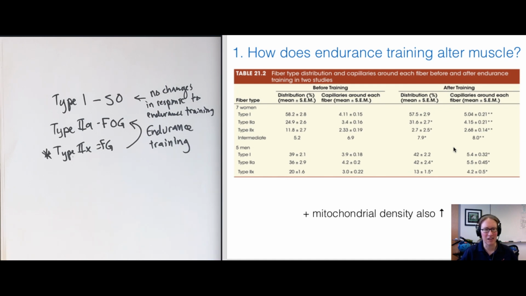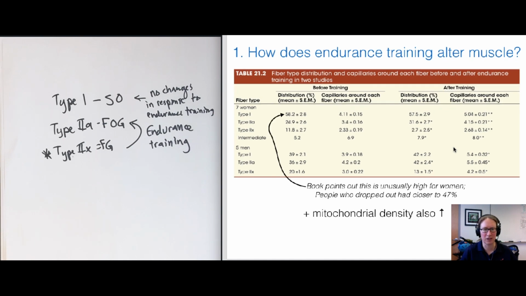So this would facilitate improved oxygen delivery and facilitate an increase to VO2 max in response to endurance training. Okay, just one quick note on the type 1 fibers in women. This value is actually unusually high for women across a larger range of studies, so some participants wound up dropping out of this experiment, and they had a type 1 fiber density that was closer to about 47%.